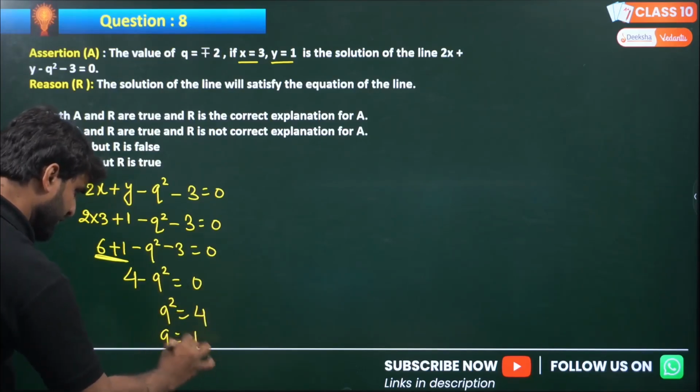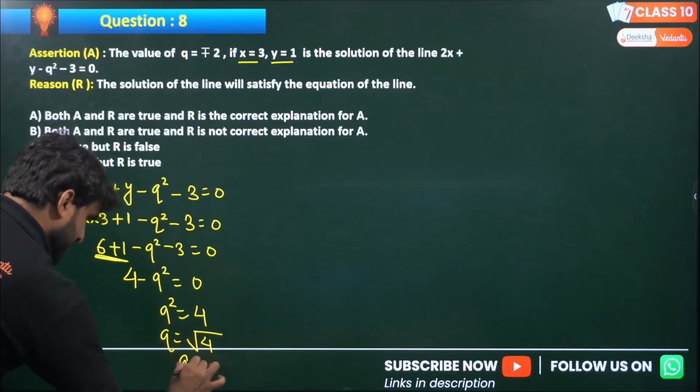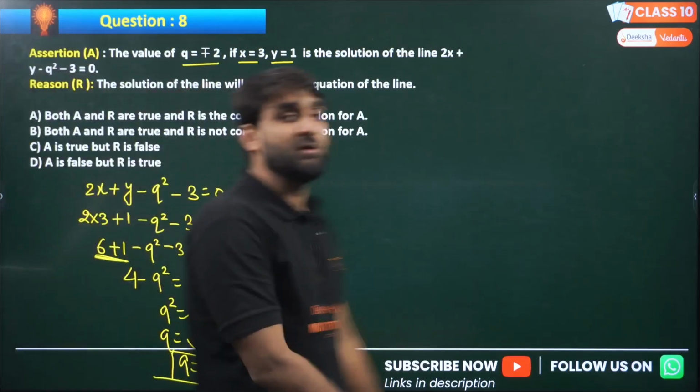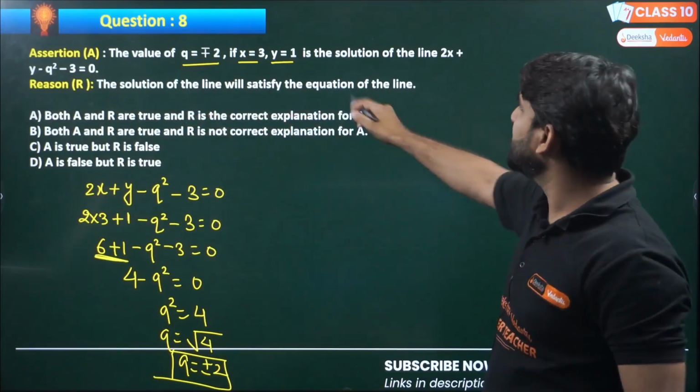So we can write q square is equal to 4. So on removing square, it will go root. So q is equal to, obviously, the root 4 can be written as plus minus 2, which is absolutely correct because q is equal to plus minus 2. So assertion is really correct. The solution of the line will satisfy the equation of the line.